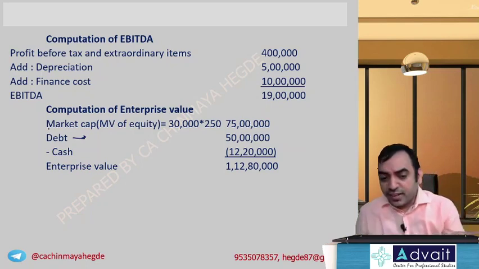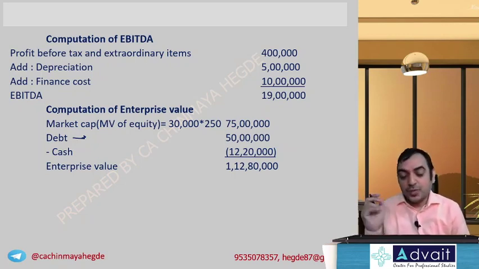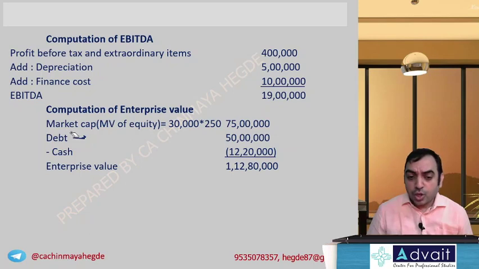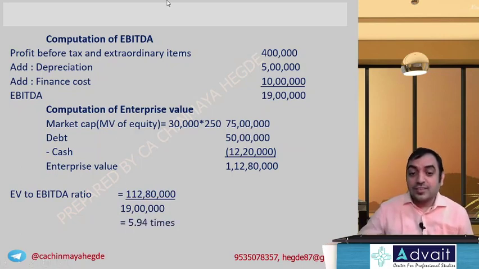Of course, you can argue we don't take current debt, we take only long-term debt. Different points of opinion exist, but in general, we take all debt because we don't have rules. We don't have section numbers. We don't have provisos. We only have concepts to be applied. So different arguments will vary differently, but in general, you can say all debt is to be considered for computing enterprise value. So market cap plus debt minus cash gives enterprise value. Then the ratio between these two, EV to EBITDA: 1 crore 12 lakh 80,000 divided by EBITDA 19 lakh to get 5.4.